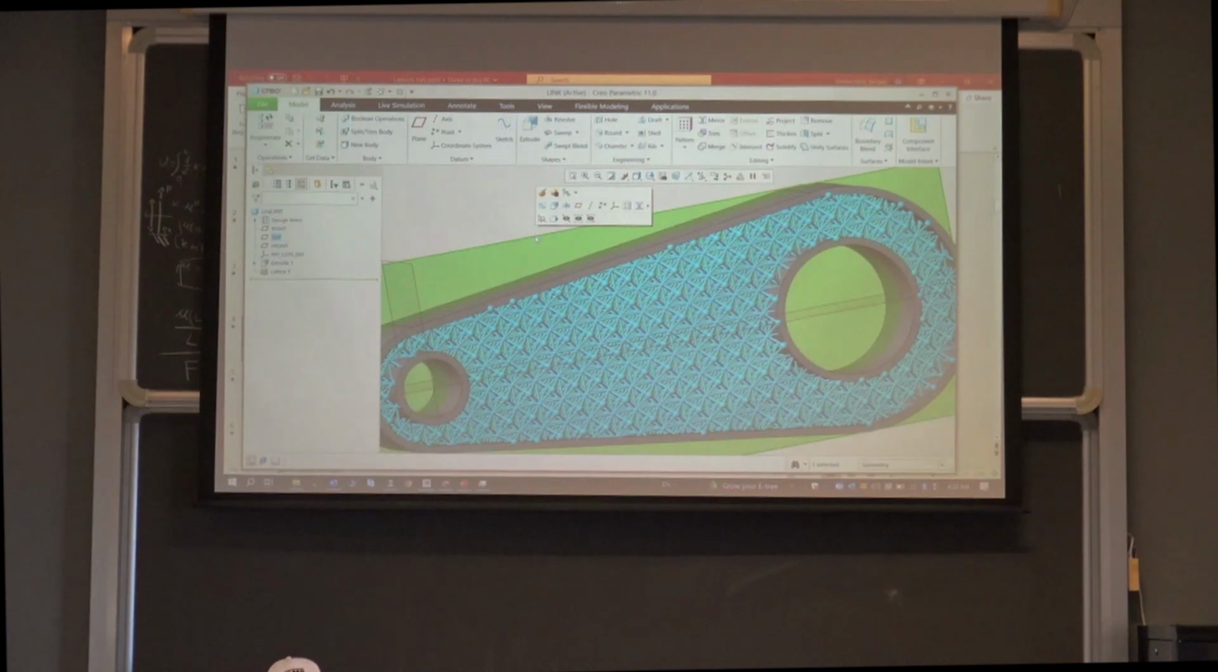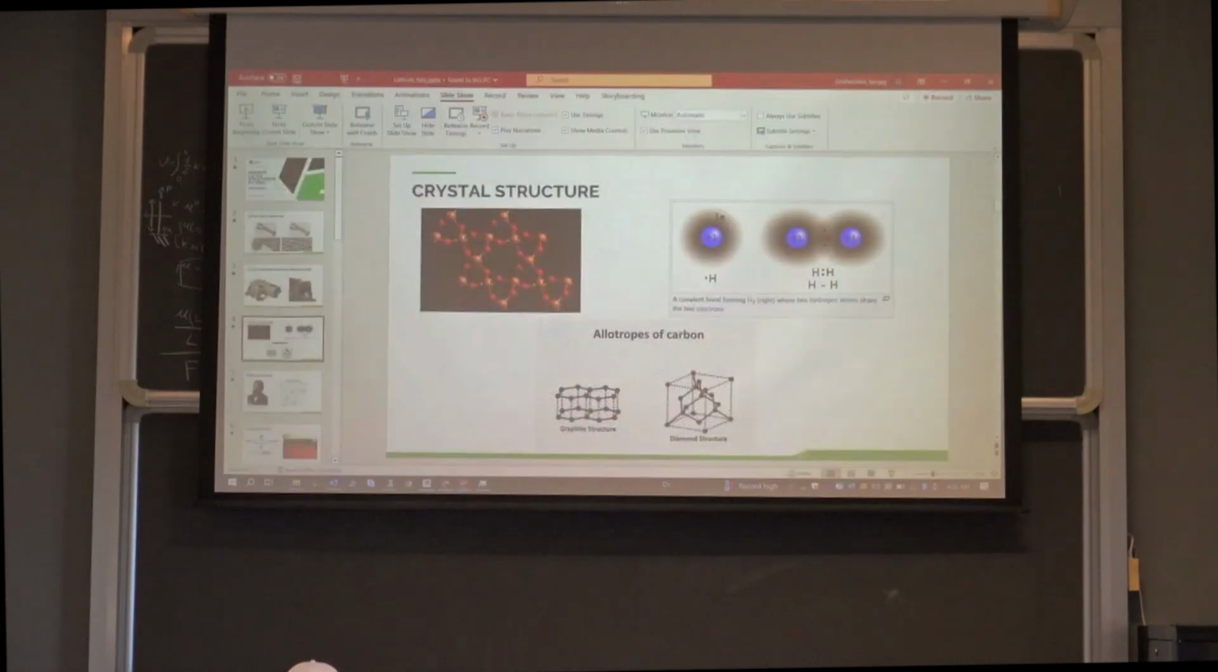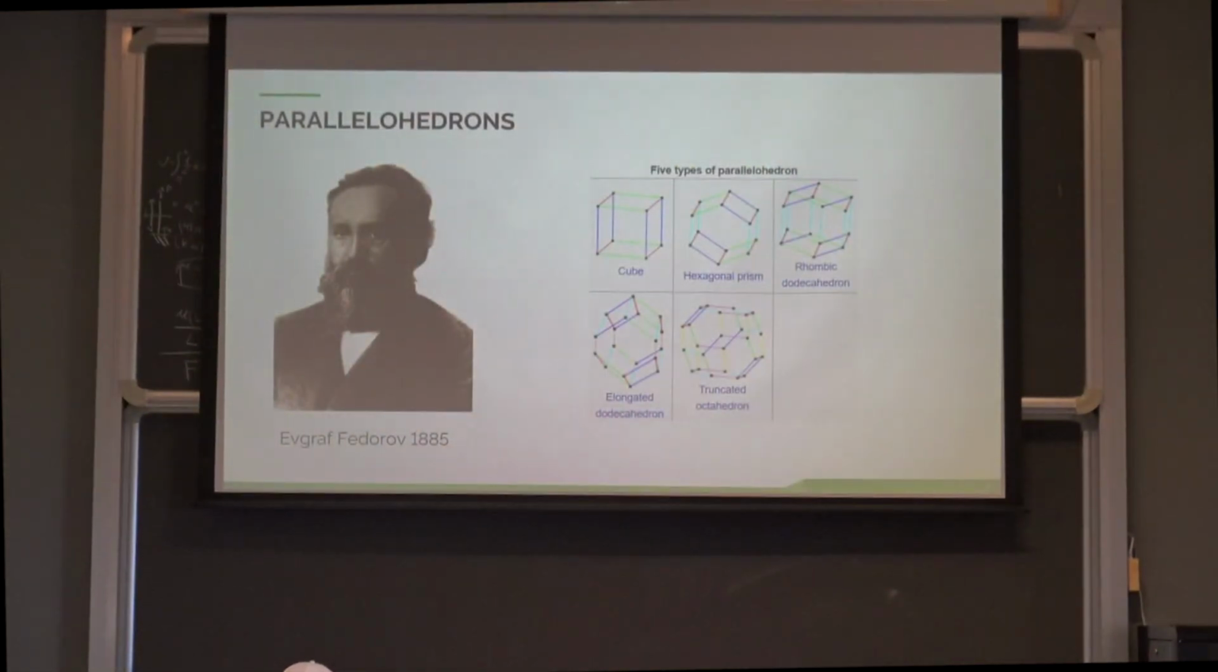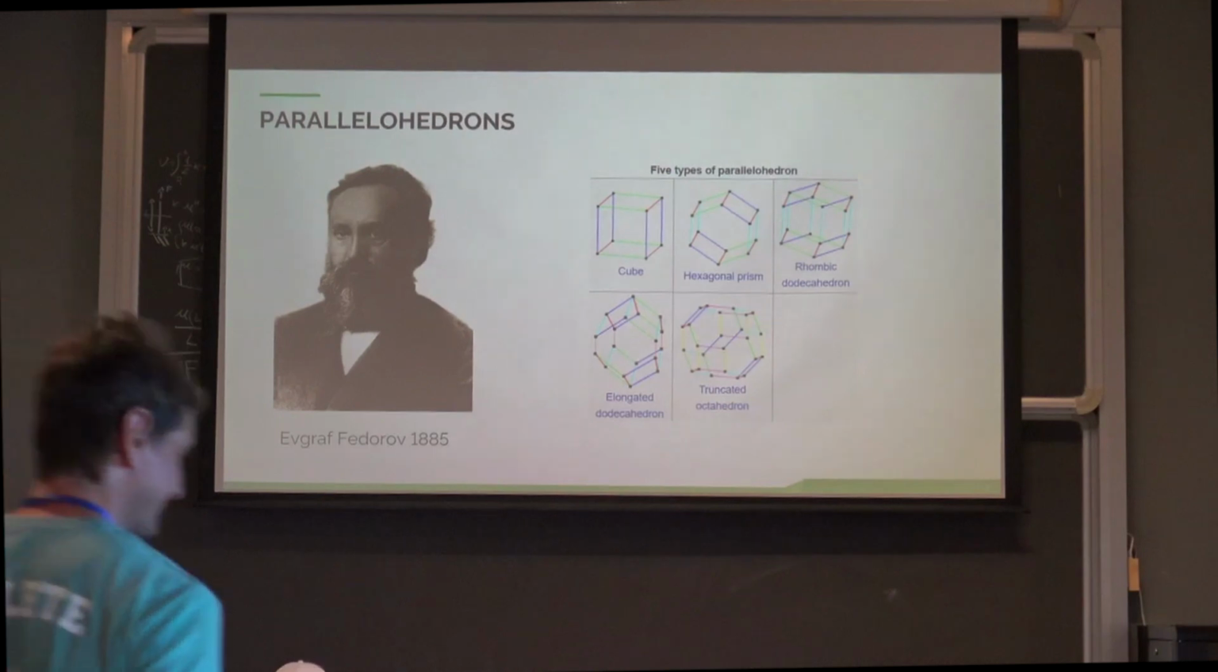And here the natural question arises. Are there any other symmetric tiles besides cubic patterns with the same property, that we can tile the whole space? It is a well-known mathematical problem, and it was solved for the first time by this guy, Yevgraf Fedorov, in 1885. And there exist only 5 types. They are called parallelohedrons. So this is a cube, hexagonal prism, rhombic dodecahedron, elongated dodecahedron, and truncated octahedron. And because of their fundamental role in the theory, we support all of them in Creo.